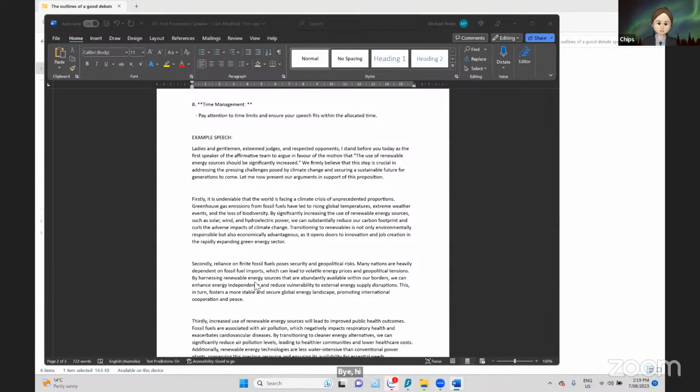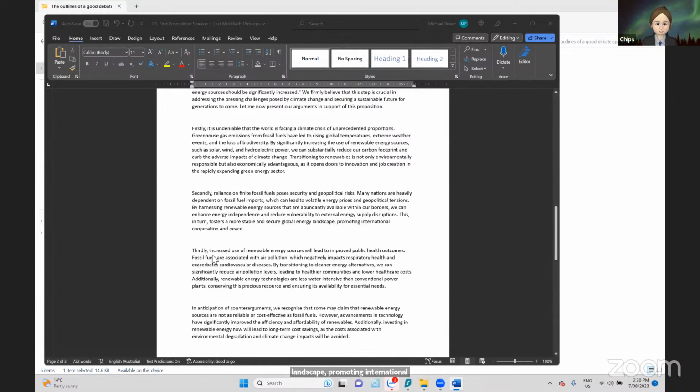By harnessing renewable energy sources that are abundantly available within our borders, we can enhance energy independence and reduce vulnerability to external energy supply disruptions. This, in turn, fosters a more stable and secure global energy landscape, promoting international cooperation and peace.